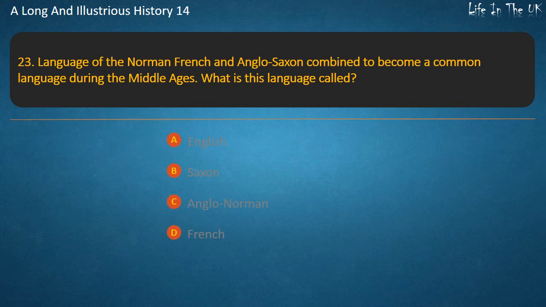Question 23. Language of the Norman French and Anglo-Saxon combined to become a common language during the Middle Ages. What is this language called? English. Saxon. Anglo-Norman. French. Answer. English.